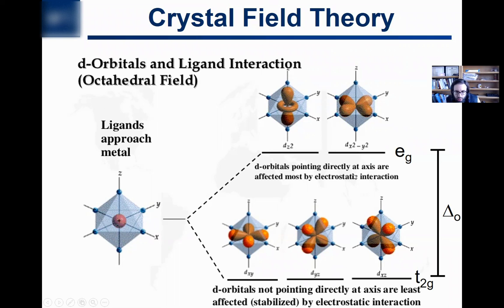Now, how did we know to put these Egs higher in energy than the T2gs? Why didn't we have it flipped? This is kind of where crystal field theory helps us. What we're going to think about, remember, is crystal field theory is all about electrostatics. It's all about point charges. So we're going to think about where is the most interaction. And we said that this sort of interaction was repulsive.